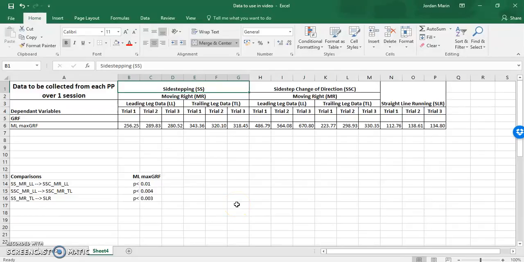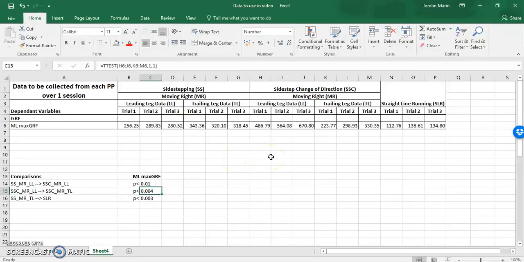Now that makes sense because the participant has to apply force to the ground in order to brake and stop and then change direction and move in the opposite direction. So we would expect that. Hence why it's a strongly significant p-value. The second comparison we're looking at is the difference between the force applied in the leading leg and the trailing leg in the sidestepping change of direction maneuver.